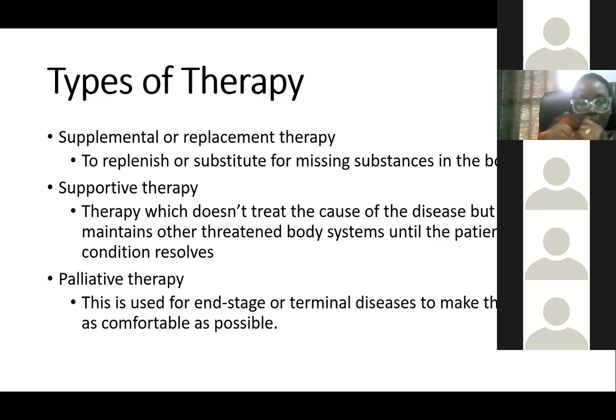There is also palliative therapy. Palliative therapy is just used for end stage or terminal diseases, just to make the patient comfortable. So a patient with a terminal condition, let's say cancer of wherever, and the patient is in severe pain, the cancer cannot be cured. The patient would definitely pass. But you are giving, let's say, morphine to try and bring the pain down. The morphine is not curative. The morphine is not supportive. The morphine is just to make the patient comfortable. I hope we get the difference between all these types of therapy.